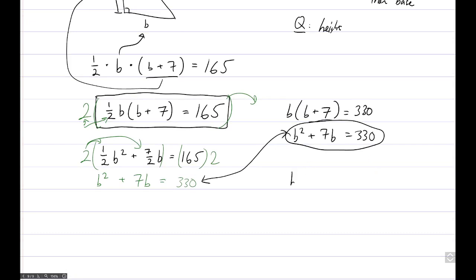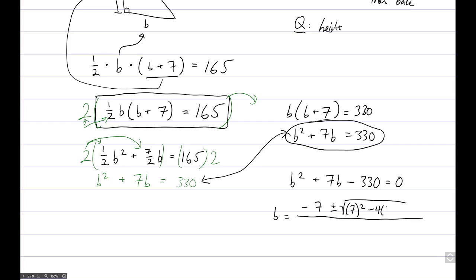Let's subtract 330 on both sides. So b squared plus 7b minus 330 is equal to 0. On a practical level, no one really wants to factor using this number 330, so this might be a natural problem to go ahead and use the quadratic formula. If we did that, we'll get b is equal to negative 7 plus or minus square root of 7 squared minus 4 times 1 times negative 330, all over 2 times the a value, which is 1.